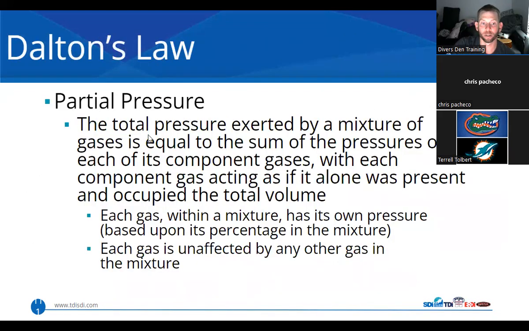All right, so partial pressure is the pressure exerted by a mixture of gases and the equal sum of its components, right? That's a lot of words for what I'm trying to show you guys mathematically.